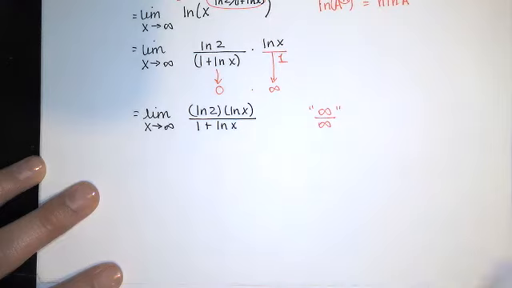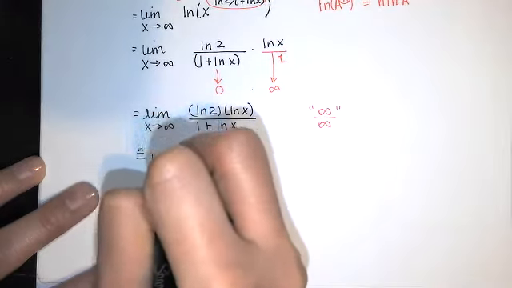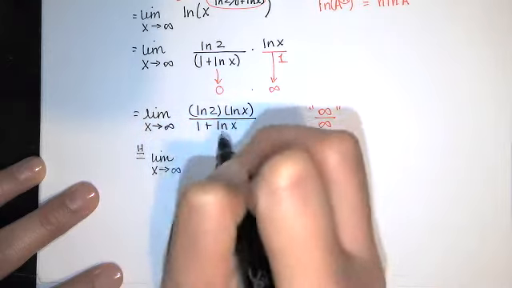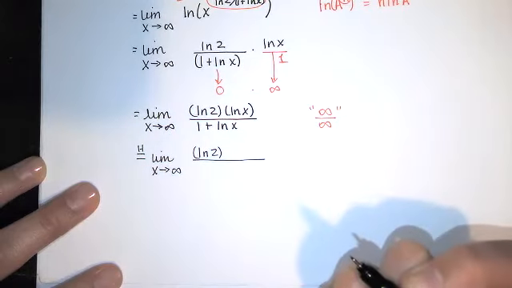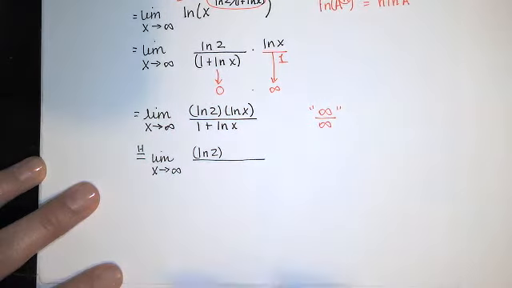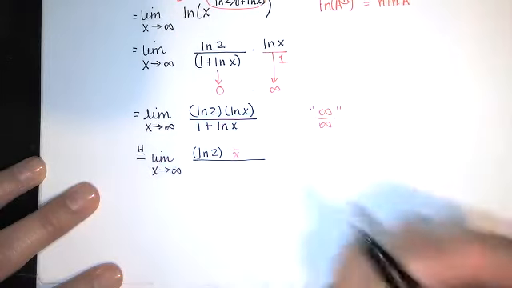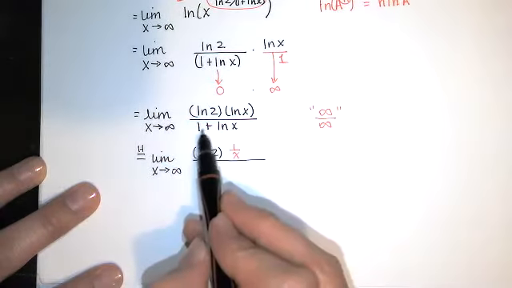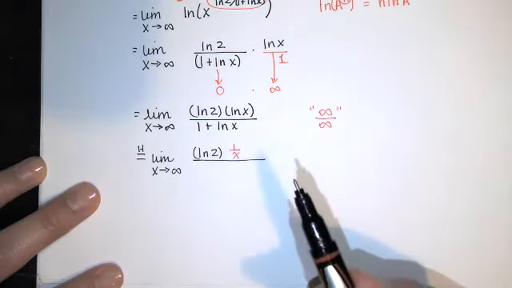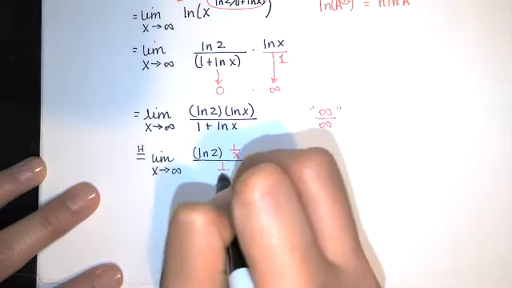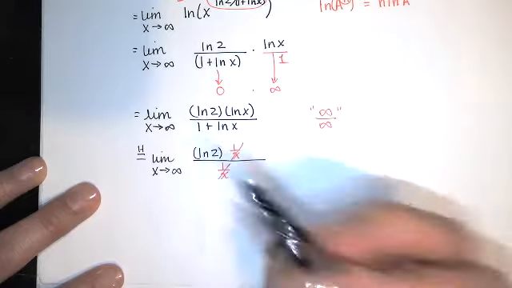We see that it's infinity over infinity, so we can apply L'Hopital's rule. So you take the derivative of the numerator, you take the derivative of the denominator and divide. Natural log of 2 is just a constant. The derivative of natural log of x is 1 over x. The derivative of 1 plus natural log of x is the derivative of 1, which is 0, plus the derivative of natural log of x, which is 1 over x. See what I mean? We just get the natural log of 2.